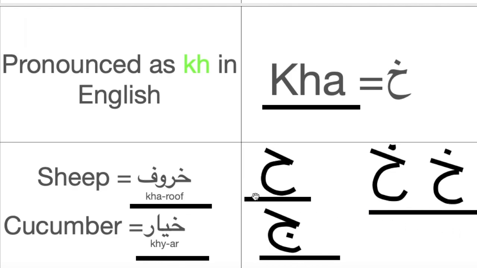Ha, as we learned, you try to get the air from the back of your throat. Some people say it's almost pronounced like H in English, but not really. And gim is pronounced as G. And now we learned kha. Pronounce it as you pronounce it in kharoof and khiyar. Kha has a dot on the top. Ha has no dot at all. And gim has the dot inside.